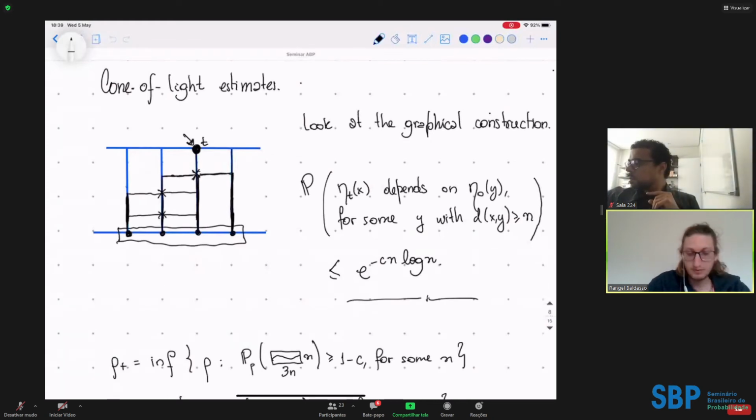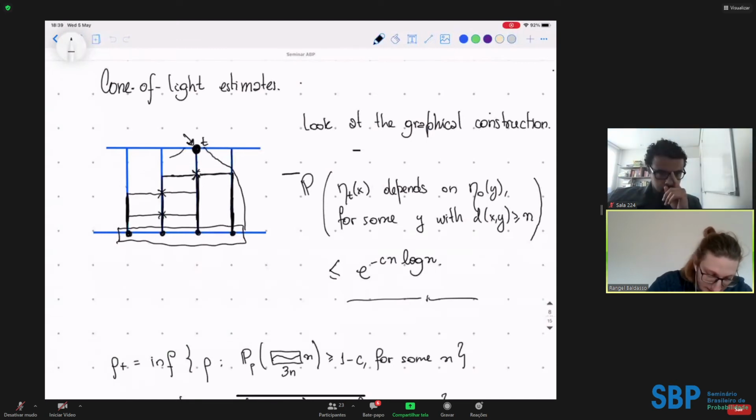And then from our graphical construction, we know that for sure these vertices that form the cone of light of this vertex are exactly what you need in order to determine the opinion at time t.